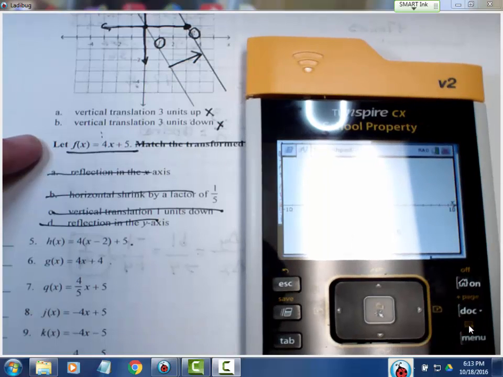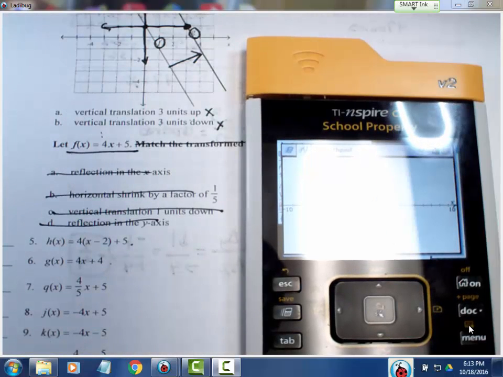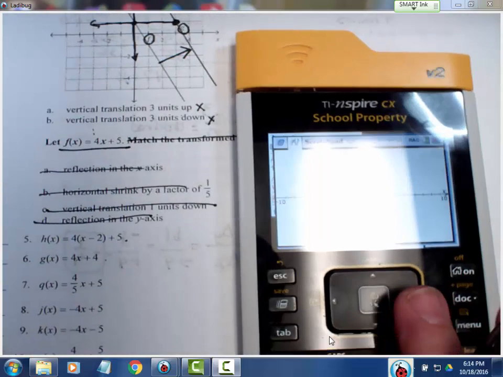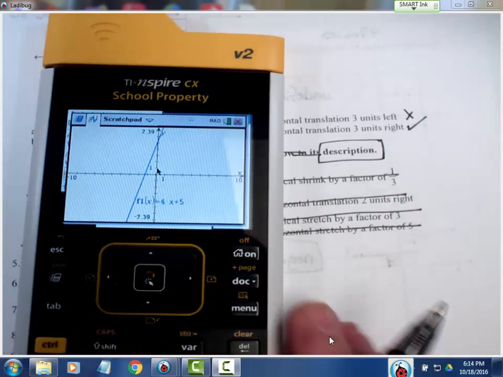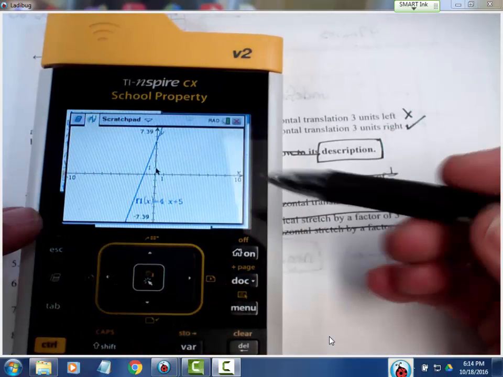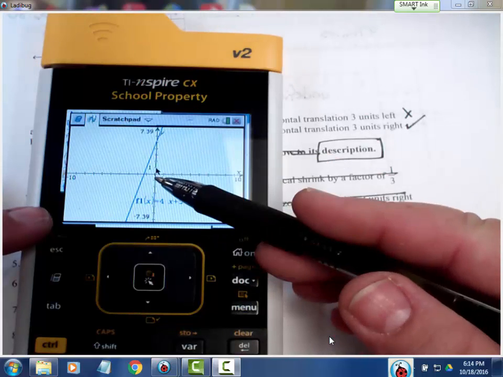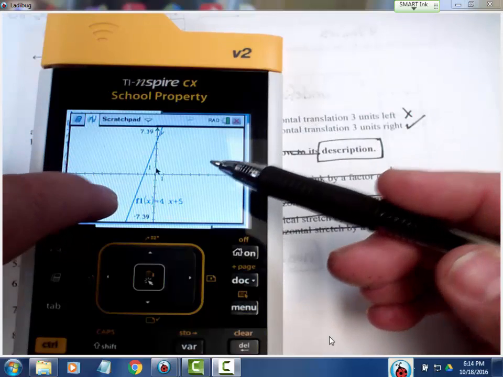And we're getting all kinds of glare here. Let me see if I can remove some of that. Okay, so you can't really see. There we go. Okay, so I graphed f of x equals 4x plus 5. So I want to keep that on there at all times, and that's going to be my blue line, and I'm going to compare my blue line to my next line.